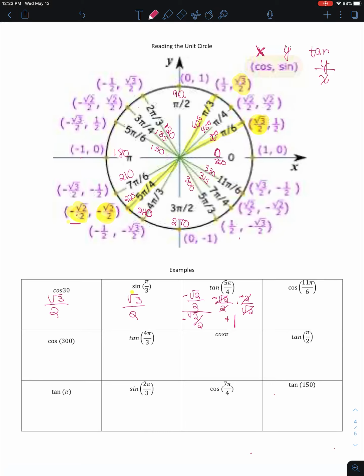All right, so then if we go to cosine of 11 pi over 6, 11 pi over 6 is in the fourth quadrant. And so I locate 11 pi over 6. Because I'm looking for cosine, I'm looking for the x value. So that's going to be just radical 3 over 2. Cosine of 300. Again, we locate that on the unit circle. It's in degrees, so I go down to 300. That's 5 pi over 3. And I'm looking for cosine, so I'm looking for the x value.